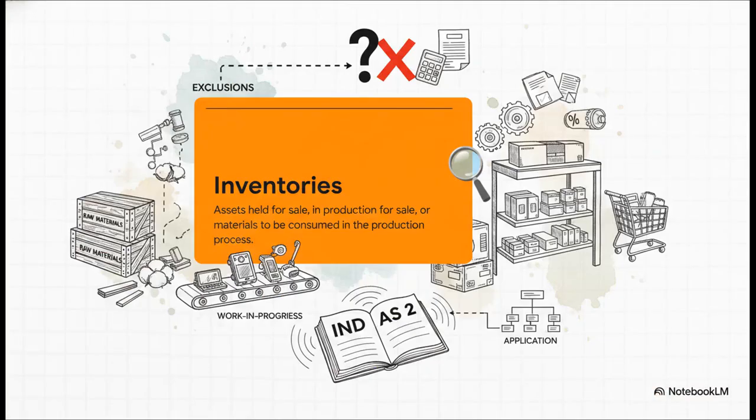Now, as you'd expect, the definition covers the usual suspects: raw materials, work in progress, finished goods. But for experienced practitioners like us, the real nuance isn't in the definition itself. No, the challenge lies in its application, and, more importantly, in understanding the scope exclusions. That's where things get interesting.